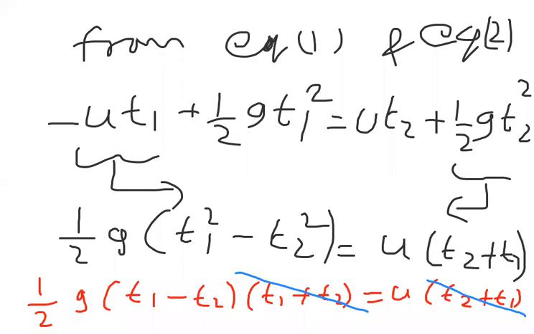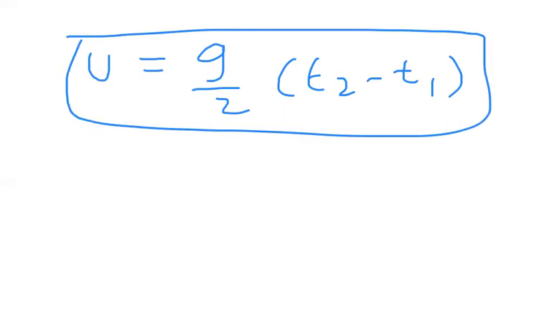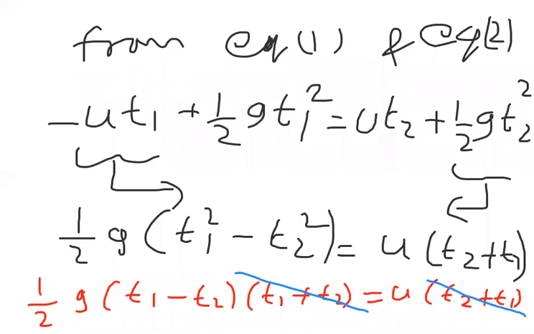So what we are left with finally, the initial velocity, is u equal to g by 2 into t2 minus t1, or t1 minus t2. We got here t1 minus t2. Check the previous expression and you will understand whether you got that expression or not. So here both are cancelled and we got this expression. This is the formula for u we got, that is, the velocity of projection is g by 2 into t1 minus t2.